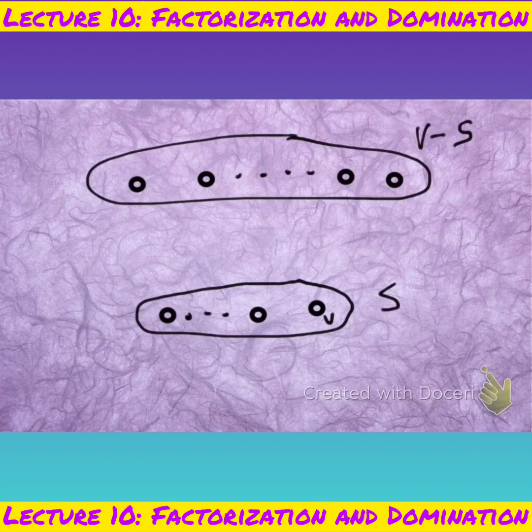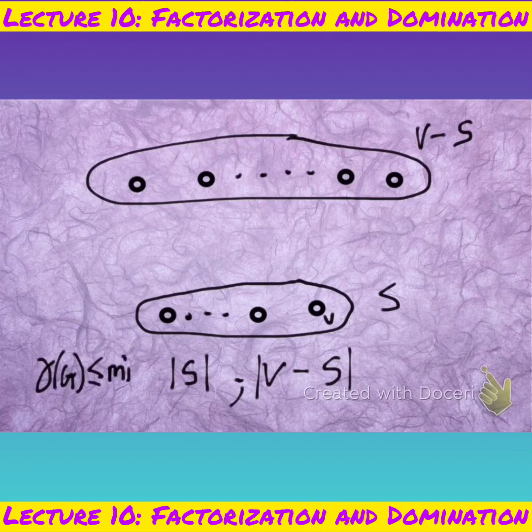What is the consequence of this theorem? The consequence is that we can find an upper bound for the domination number of a graph. We chose S to be a minimal dominating set, and we know now that V minus S is a dominating set, right? So the domination number of this graph G is at most the minimum cardinality between these two sets.